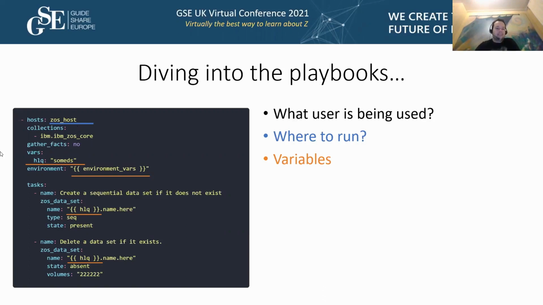So here we can see that we have these attribute vars, with this high level qualifier, and I'm using this here on the dataset names. So here I just use it as MDS. But there is also this environment vars here. That's another variable that I'm bringing to this playbook, and it's in an external file.